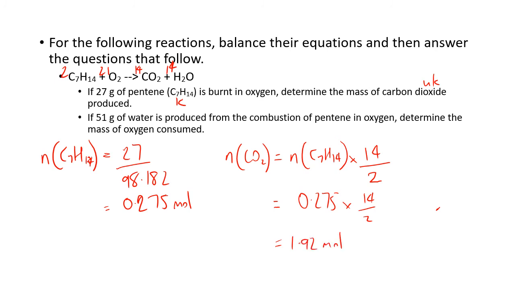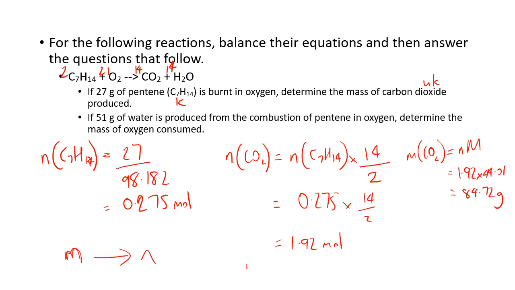Then finally we can work out the mass of carbon dioxide, which will be equal to the number of moles times molar mass, which will be 1.92 times 44.01, which happens to be 84.72 grams. So that's what you do. This is mass to moles, this is moles to moles, and this is moles to mass. Okay, let's do that again.